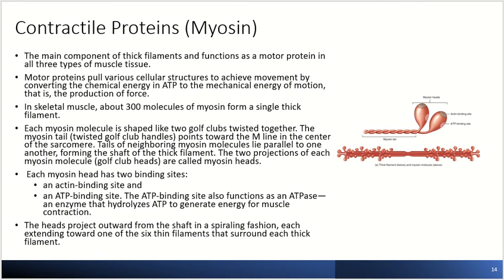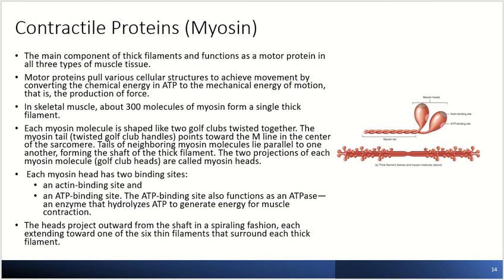So in skeletal muscles, there are going to be about 300 molecules of myosin that are going to form a single thick filament. And you can see them here. Each myosin molecule is going to be shaped like two golf clubs that are sort of twisted together. The myosin tails, which are like the handle part of the golf club, are going to point towards the M line at the center of our sarcomere. And the tails of neighboring myosin molecules are going to lie parallel to one another and form the shaft of the thick filament. The two projections of each of the myosin molecules, the golf club head part, are going to be called the myosin heads.